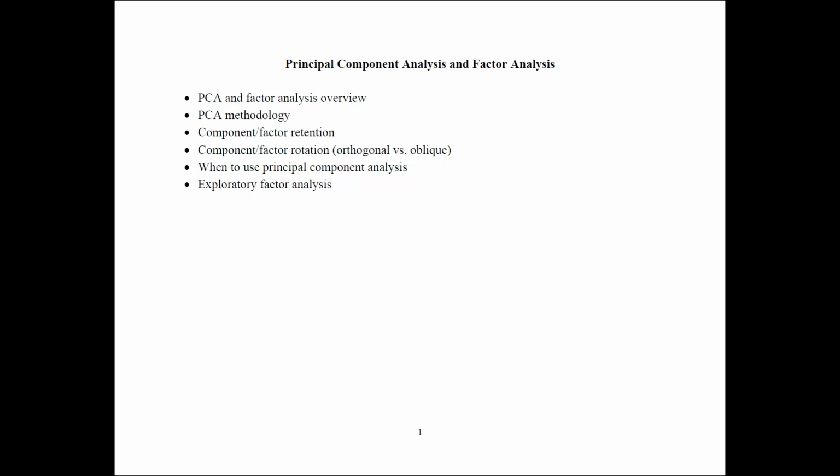In this presentation, I will first go over principal component analysis, or PCA, and factor analysis overview. Then I will talk about the PCA methodology. I will talk about component/factor retention, or component/factor rotation, and this would be the orthogonal or oblique rotations. And then I will talk about when to use principal component analysis, and I will conclude with exploratory factor analysis.